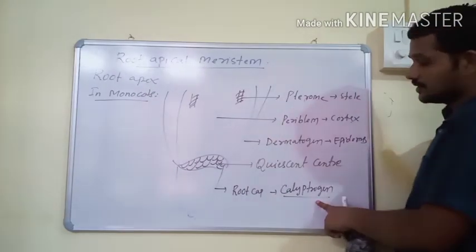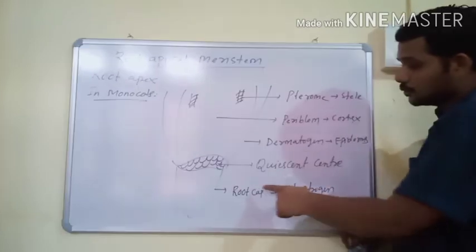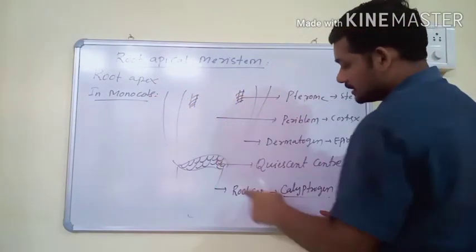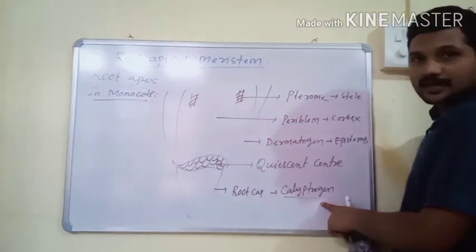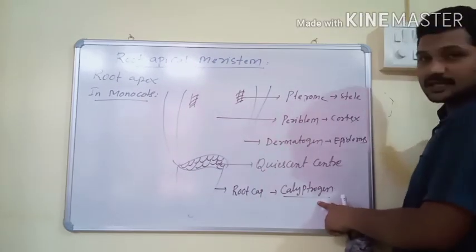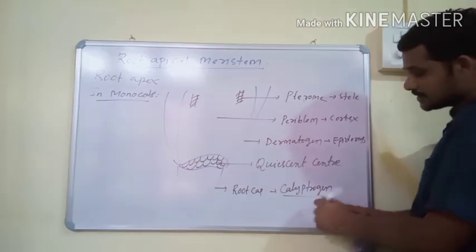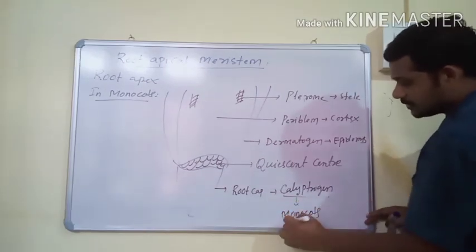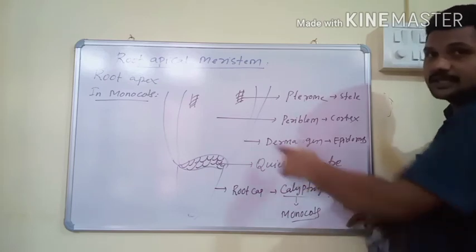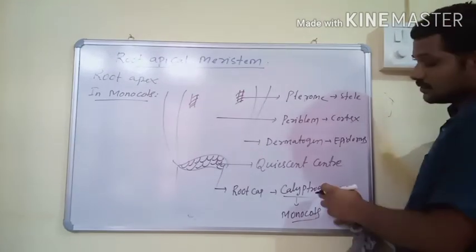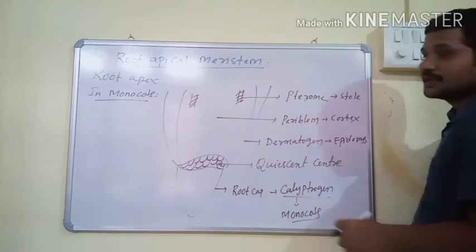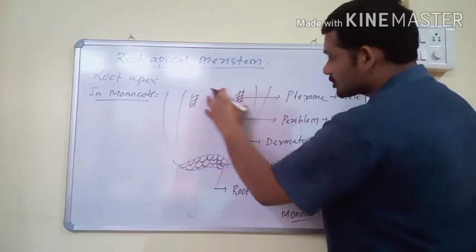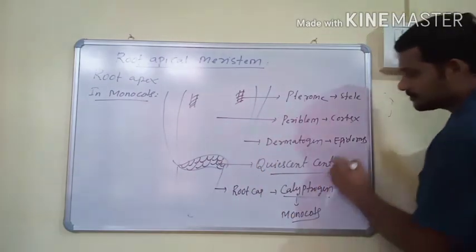It is very important. In dicots, the root cap is produced by dermatogen, whereas in monocots, the root cap is produced by another special tissue known as calyptrogen. It means calyptrogen is present only in monocots, while it is absent in dicots. In root apical meristem, the shape is cup-shaped due to the presence of the quiescent center.